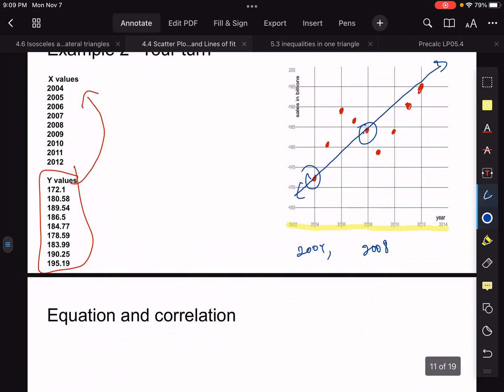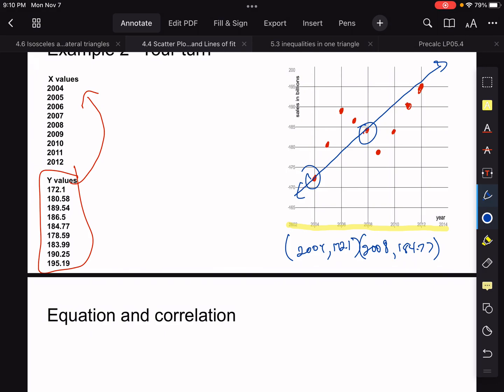Okay, so to create an equation there, let's just get the actual coordinates. So 2004, I was at 172.1. And 2008, I'm going to have to count 1, 2, 3, 4, 5, 1, 2, 3, 4. I was at 184.77. Hopefully I counted right there.